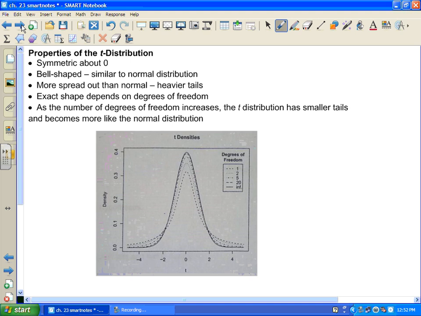It says the properties of the T distribution or T model. It's symmetric about 0, just like the normal model. It's symmetric, it's unimodal, it says it's bell-shaped, very similar to the normal model. However, if you look over here at the degrees of freedom, it goes 1, 2, 5, 20, and then the last thing says infinity. That's what? Infinity. When your degrees of freedom is infinity, that is the normal model. I would definitely write that down.